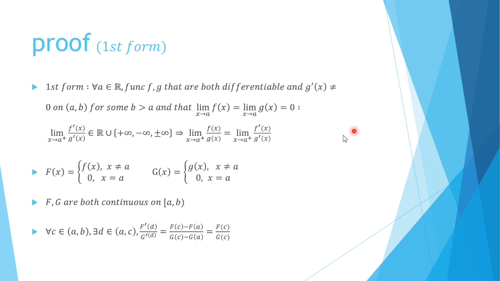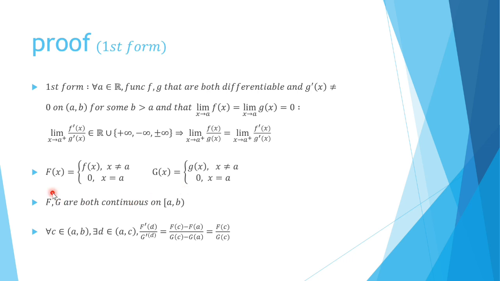Here is the first form of L'Hopital's rule. The condition is shown here: for all a, the limit equals 0. Under these conditions, if the limit of f prime over g prime is a real number or infinity, it implies the equivalence of the two limits. In order to prove it, I mark the techniques on the textbook.